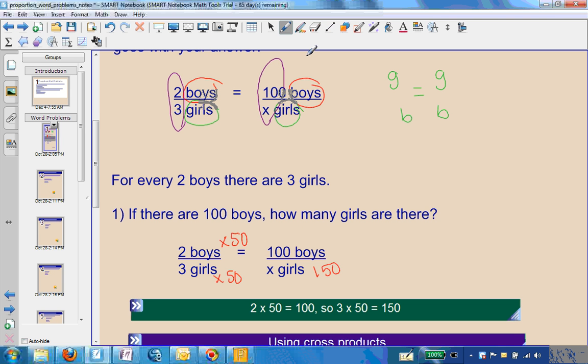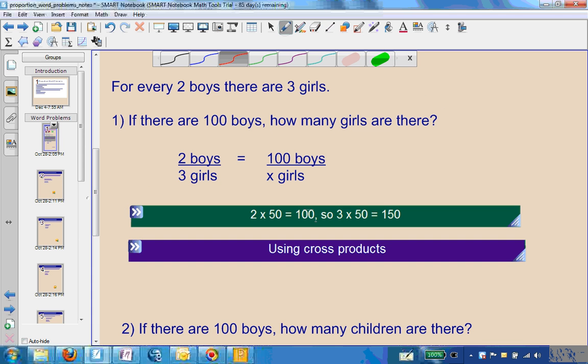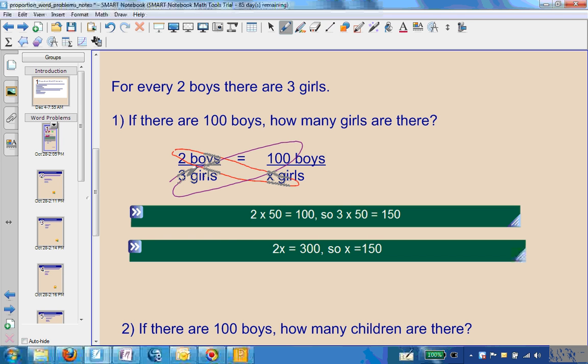Now, a lot of our fractions are not going to be that nice and pretty and easy. So that's why it's important to use cross multiplication and know that technique. So if we're using cross products, where we cross multiply, we would multiply 2 times x and 3 times 100. So we get that 2x equals 300, or 3 times 100. Divide both sides by 2, so x is 150. Either way, there's 150 girls for every 100 boys.